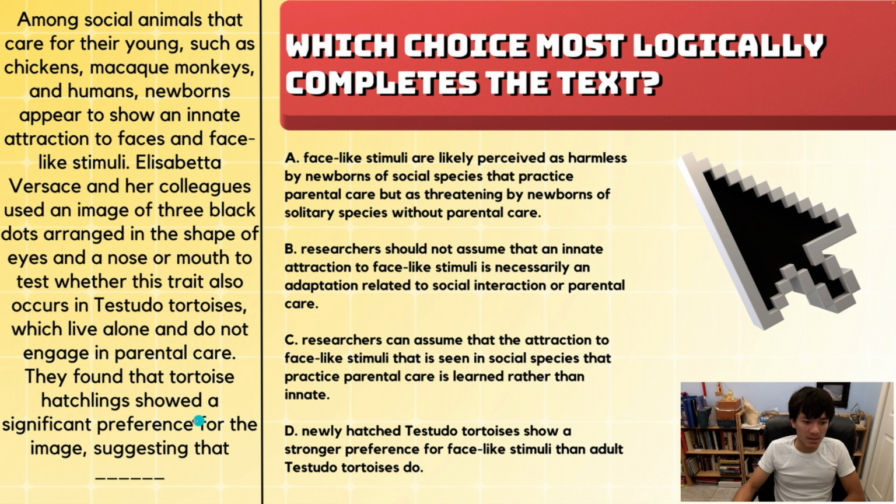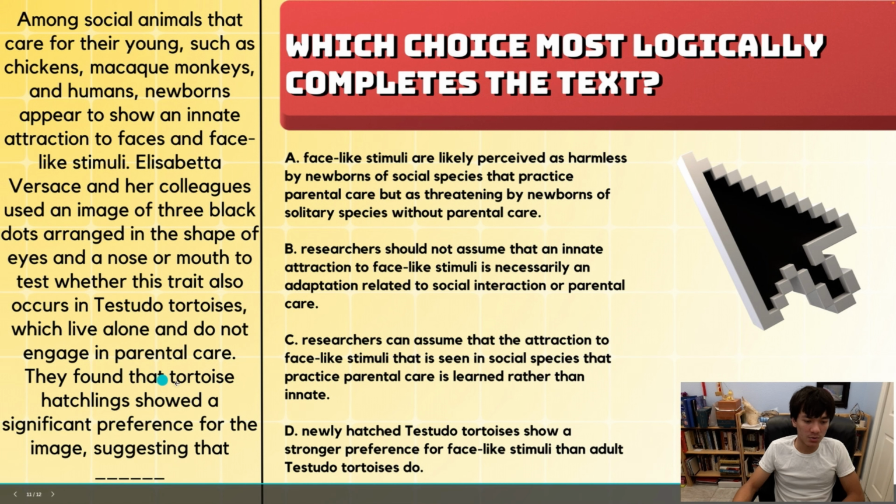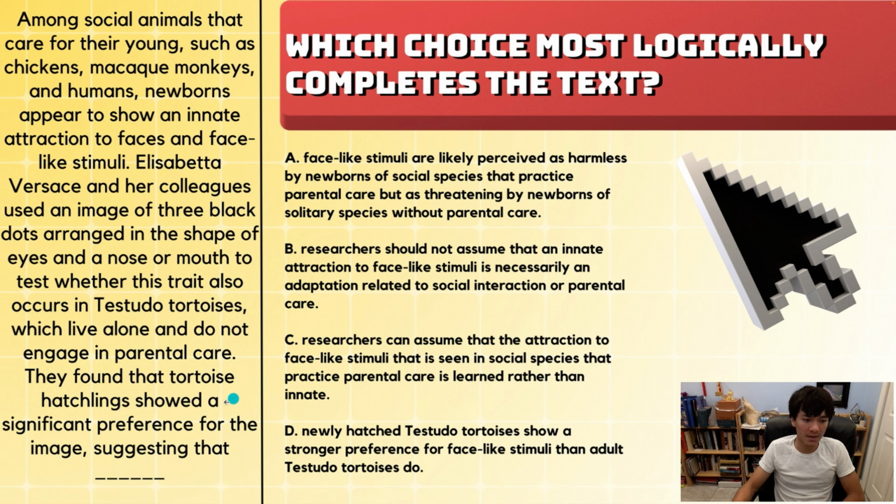So what they did basically is they put 3 black dots arranged in the shape of eyes and a mouth and found that tortoises, although they don't engage in parental care when they're growing up, still showed a significant preference for the image. What does this suggest? Let's see. Face-like stimuli are likely perceived as harmless by newborns of social species that practice parental care, but as threatening by newborns of solitary species without parental care.